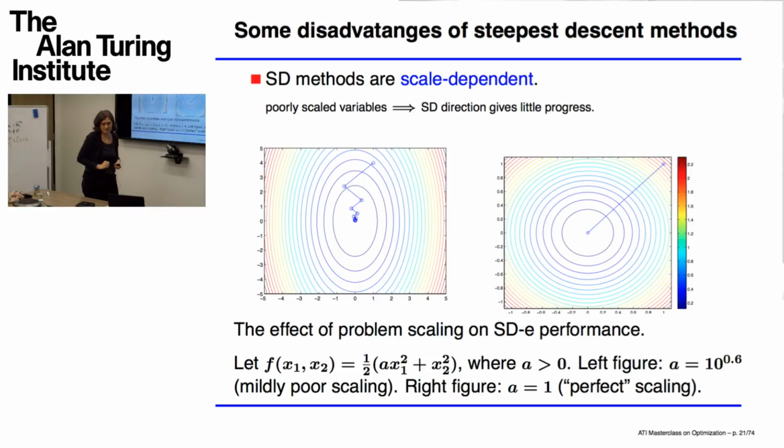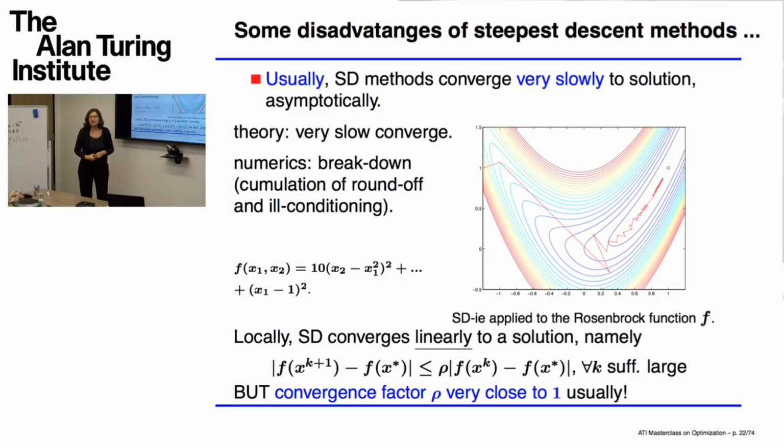Okay, so this is connected to another issue. Namely, yes, steepest descent converges. But it converges very slowly. And that, if the problem is even mildly poorly scaled. It converges slowly, and you see that usually. This is not a rare occurrence, it's common. So this can be quantified quite rigorously, but I don't have much time.